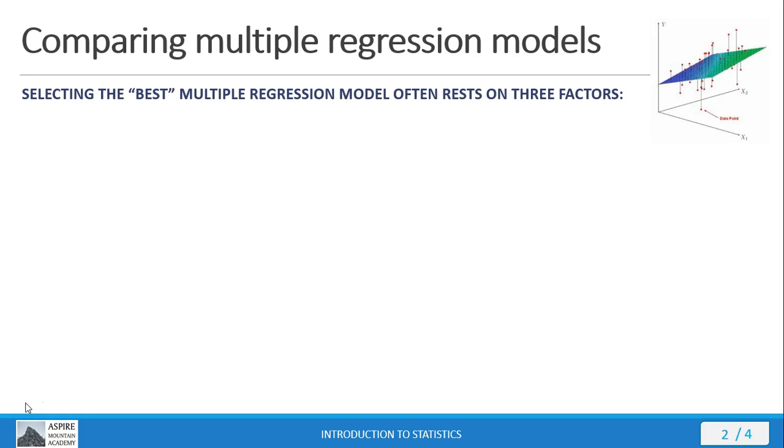Well, there's a simple method that we use. The first thing we look for is we want to look for a really good value of adjusted R-squared, because this will account for the explained variation in our models.